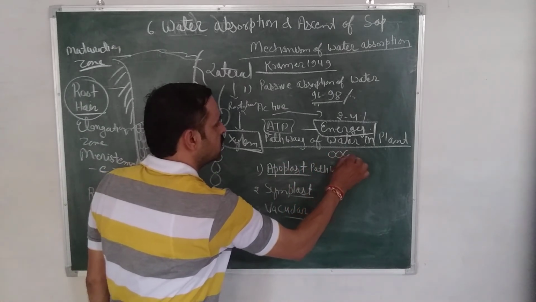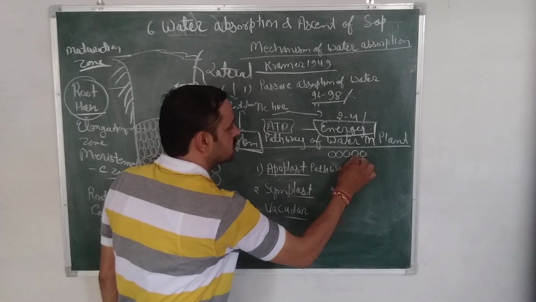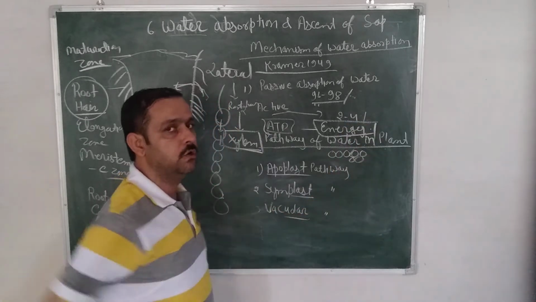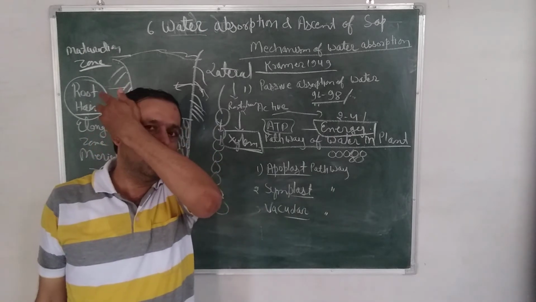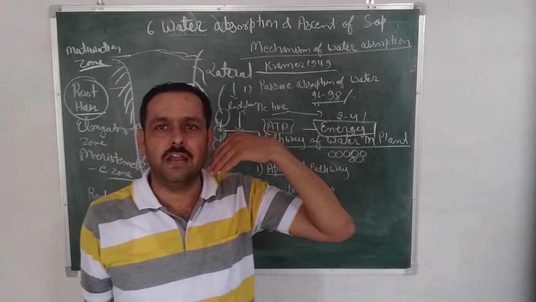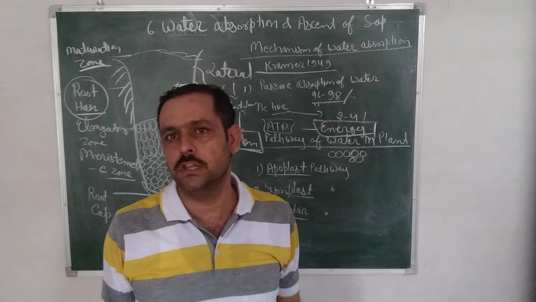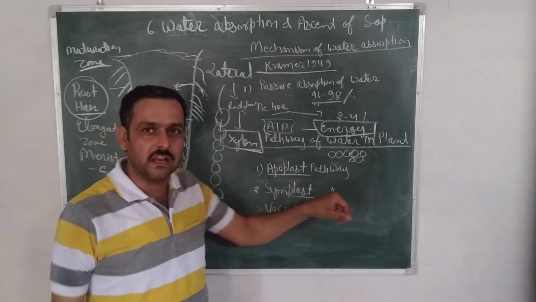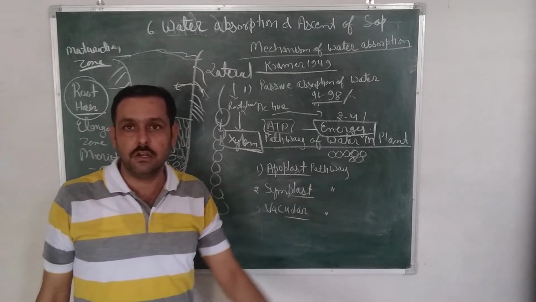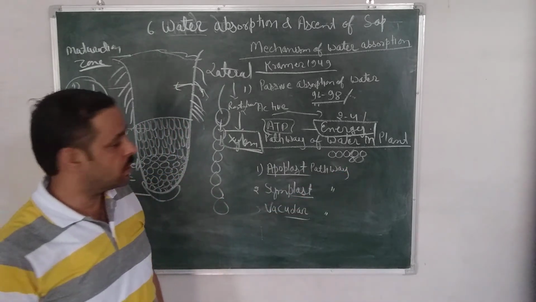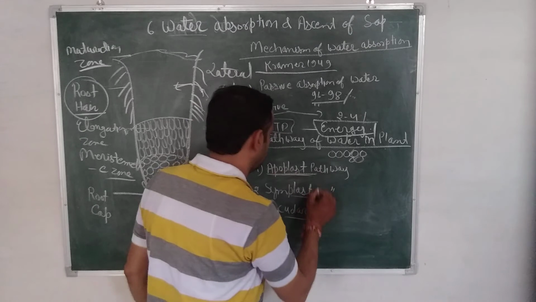Intercellular space means the space between two cells. This space is called intercellular space. The space between two cells. Cell wall, as you know, is always permeable to all materials. So transportation of water through the cell wall and intercellular space is called the apoplast pathway.